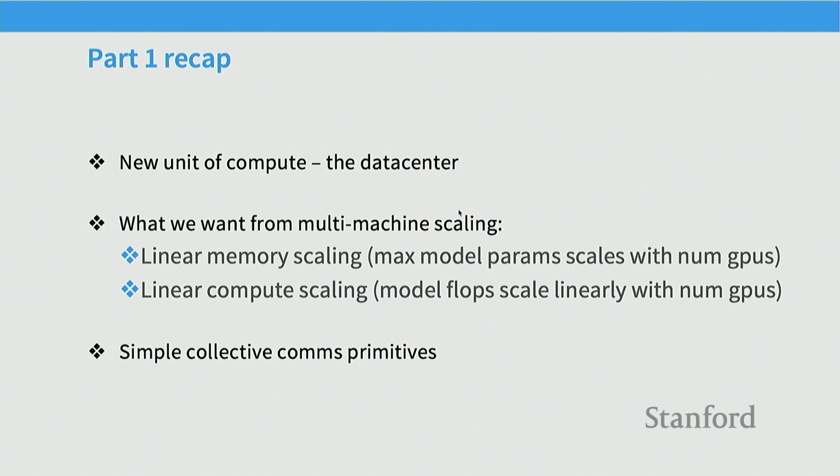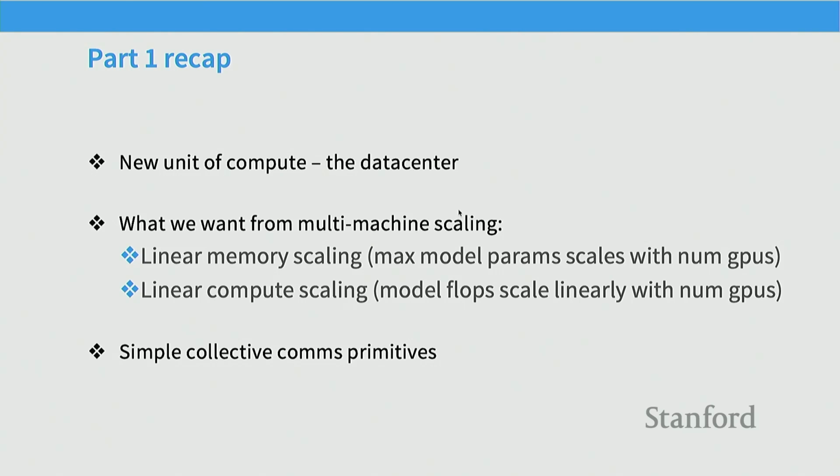So just to put this together, now we're going to start talking about a new unit of compute. Instead of the GPU, the new unit is the data center. The whole data center is going to be the thing that we're working with. And now we're going to try to come up with algorithms and sharding strategies that get us two different things. The first one is linear memory scaling. As I scale up the number of GPUs, the biggest model that I can train is going to scale linearly with that, so I can train bigger and bigger models if I really want to. I also want linear compute scaling. As I get more and more GPUs, the useful computation that I'm doing to train the model scales linearly.